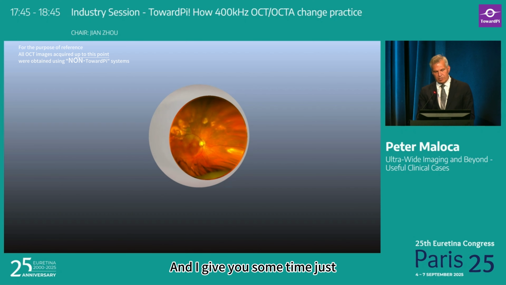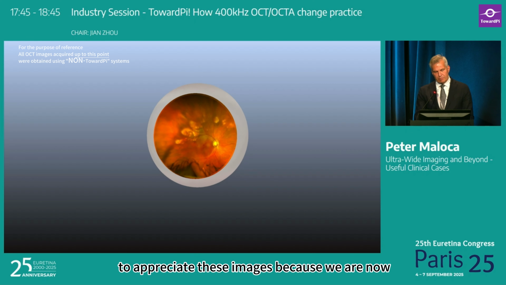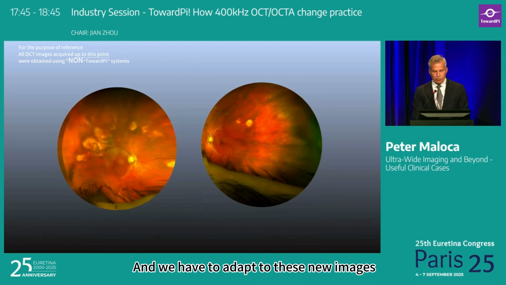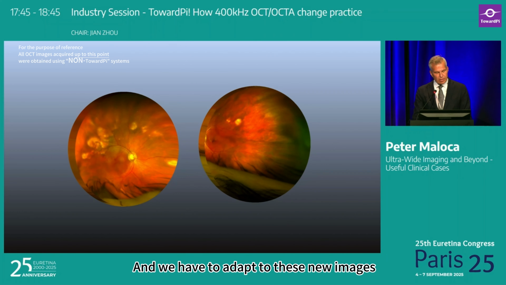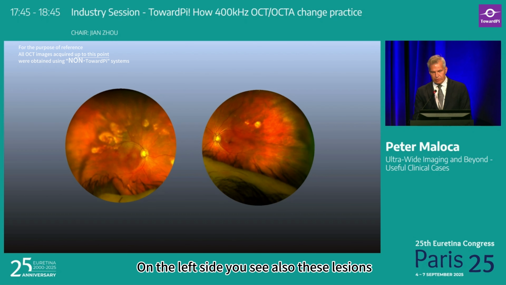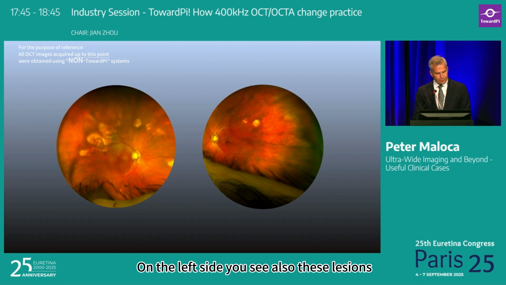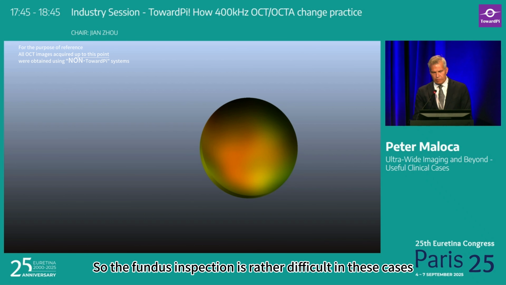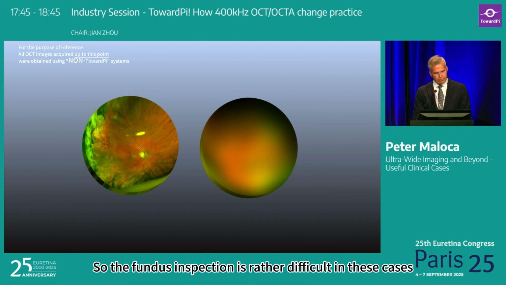And I give you some time just to appreciate these images, because we are now in a transition from small field to ultra-wide field. And we have to adapt to these new images. So this is the panoramic fundus photo color imaging. On the left side, you see also these lesions. Some people can also have vitreal bleeding. So the fundus inspection is rather difficult in these cases.